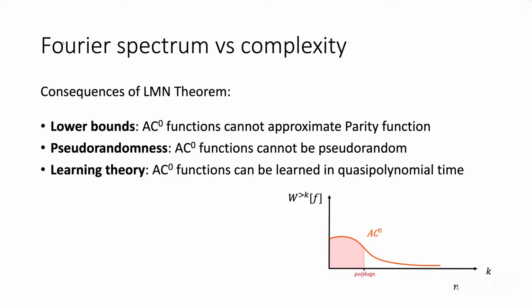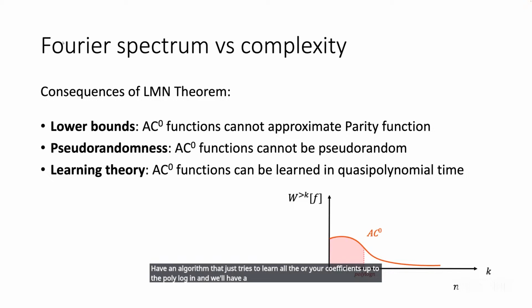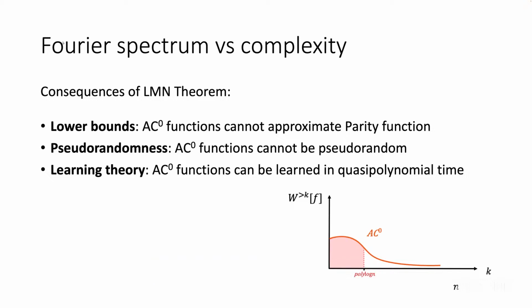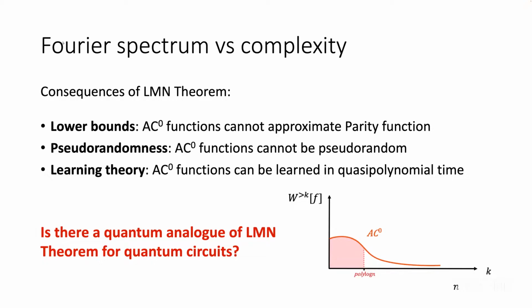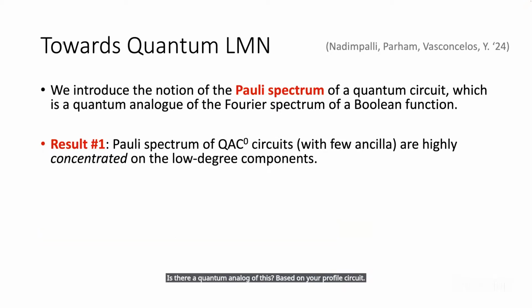Relatedly, that also means that they can be learned in quasi-polynomial time. You have an algorithm that just tries to learn all the Fourier coefficients up to level polylog n, and you'll have a pretty good approximation. So, wonderful theorem, wonderful consequences, and we tried to mimic some of its success. Is there a quantum analog of this Nisan theorem for quantum circuits? So we tried to do that.